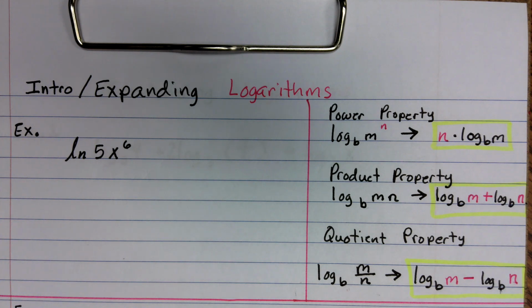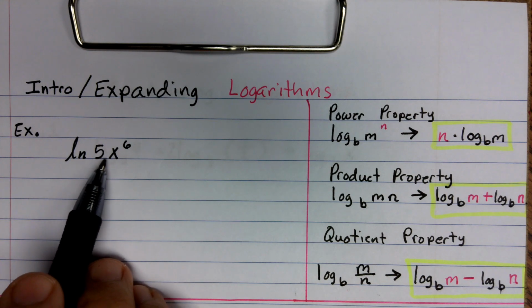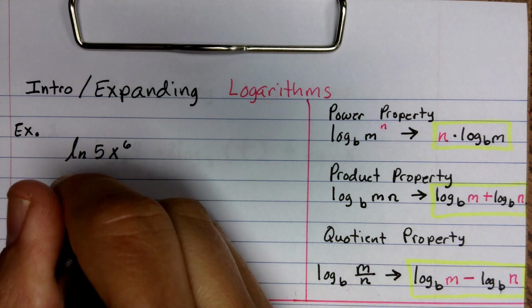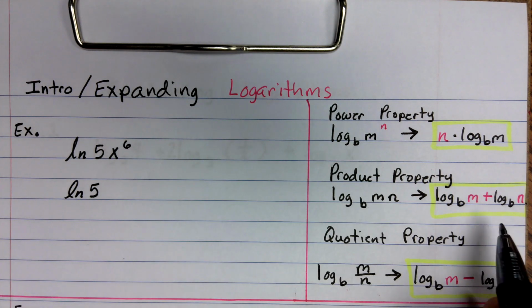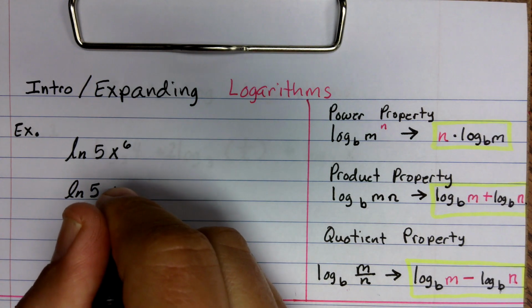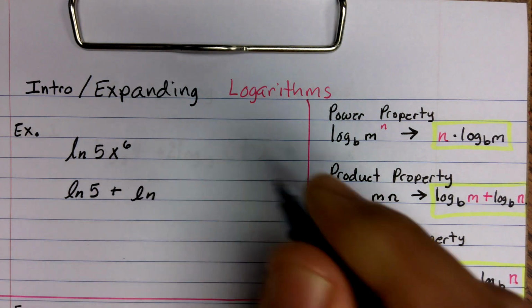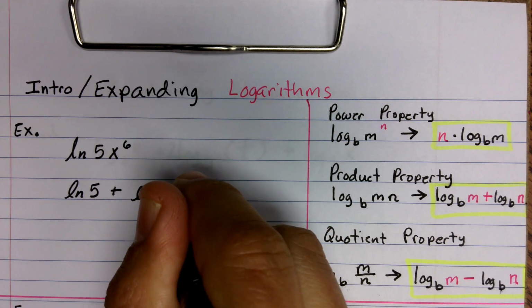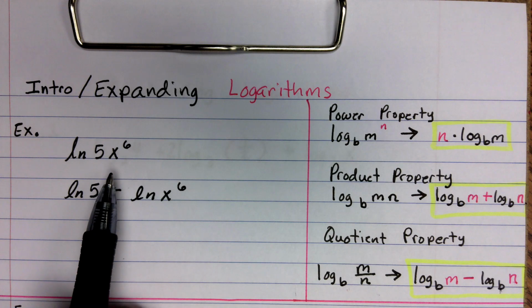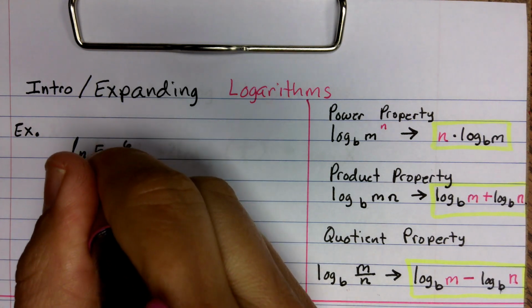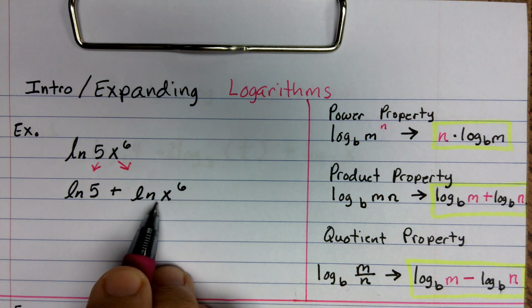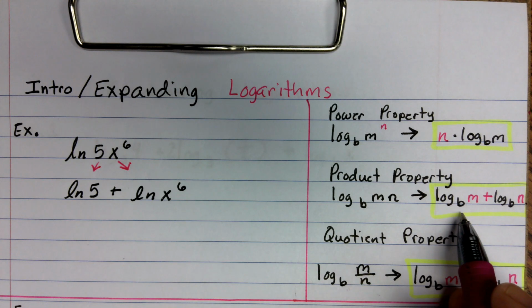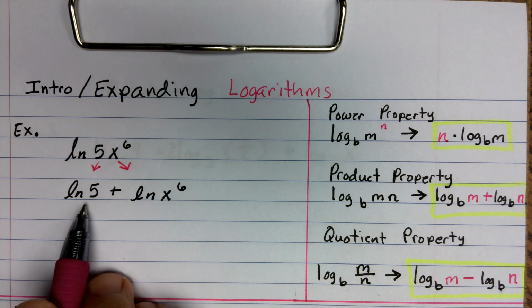So if I were to break this down, the first thing that I'm going to do is deal with the product property. I know that 5x means 5 is being multiplied to x. So if I were to rewrite this, I would write it as ln 5 plus ln x to the 6th power. So notice all I did is this is the 5, I'm going to draw an arrow, and here's my other log, ln x. So I just created two separate logs just like here, log b of m and log b of n, and we're adding them together.